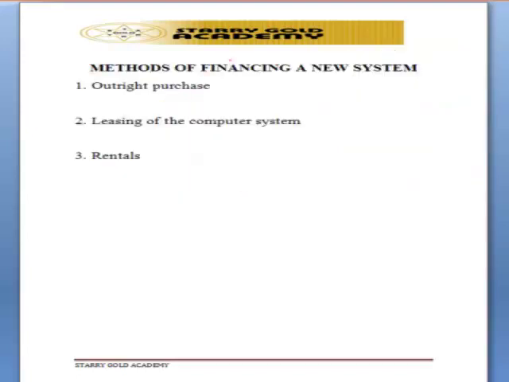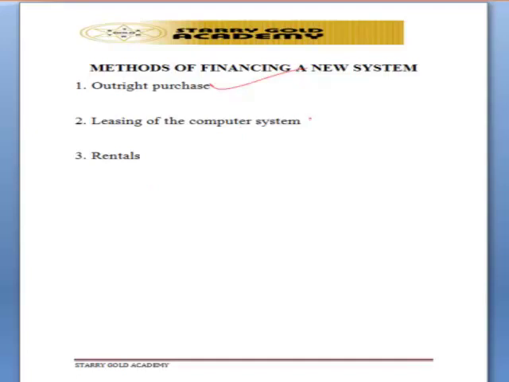Then the next one is methods of financing a new system. If we want to finance a new system, what are the available methods of financing? For example, we can use what we call outright purchase. It's just like now, we have a fully developed system. We just go to the developer, we pay for it outrightly, and we are using it. Or if we contract the development of the new system to a consultant or a vendor, then any amount that it will cost, the company pays it outrightly, and after the development, they collect it and they take the ownership of the system and they are using it.